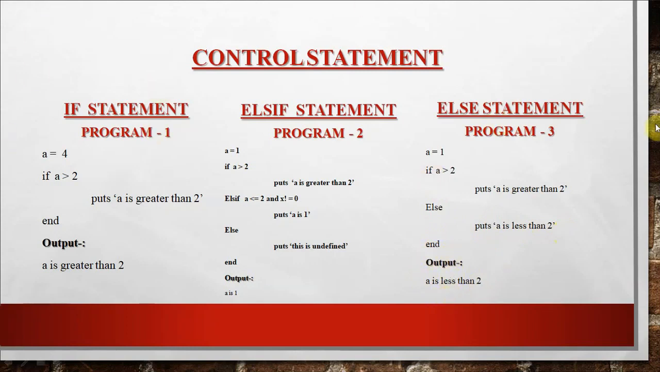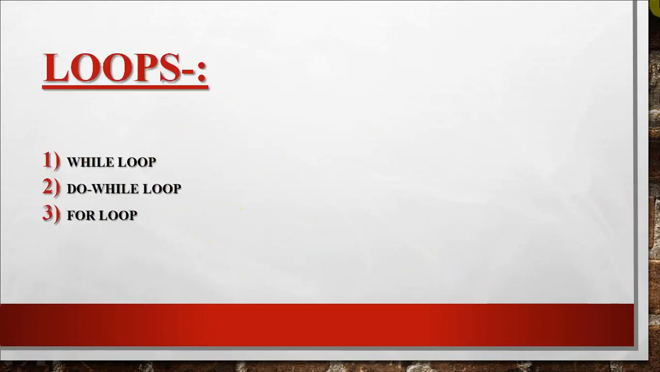So these are very simple programs of Ruby on Rails. So we can write if statement, else if statement, and if else statement. This is nested if, we can call it nested if inside if. So these are the formats of control statements in Ruby on Rails. Now coming to the different loops which are used in Ruby on Rails. So we have while loop, do while loop, and for loop. So we can use all three loops in Ruby on Rails also.